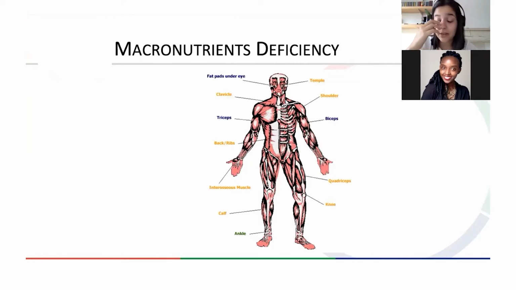If you see that the individual has very thin skin, a very thin skin fold, not only in the fat pads under the eye, but in the tricep, in the bicep, we will see that this usually means he or she is malnourished. And this can happen for various reasons, but we must be acknowledging the symptoms.